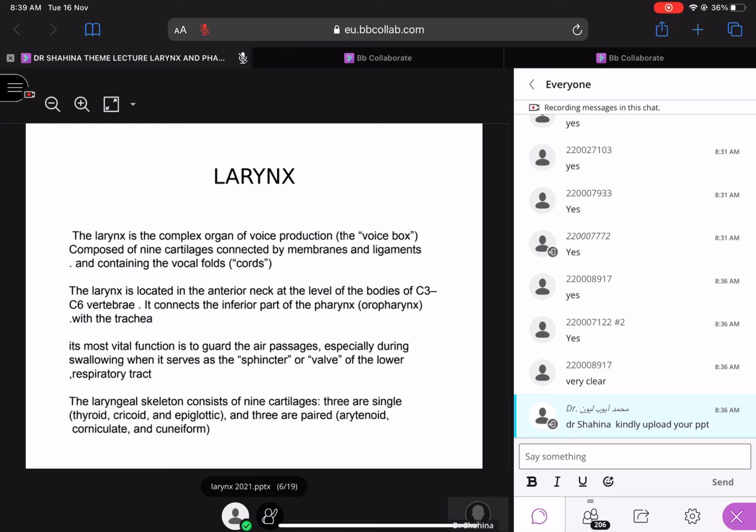Then you will see that as with any other structure in the body, this will be covered with skin and superficial fascia. Then you will have some muscles concerned with it. So you will have infrahyoid and suprahyoid muscles. Okay, they will be concerned with the elevation and depression of the larynx, and they lie on the outer side. So we are not going to study these muscles. We'll study just the intrinsic muscles of the larynx. Okay.